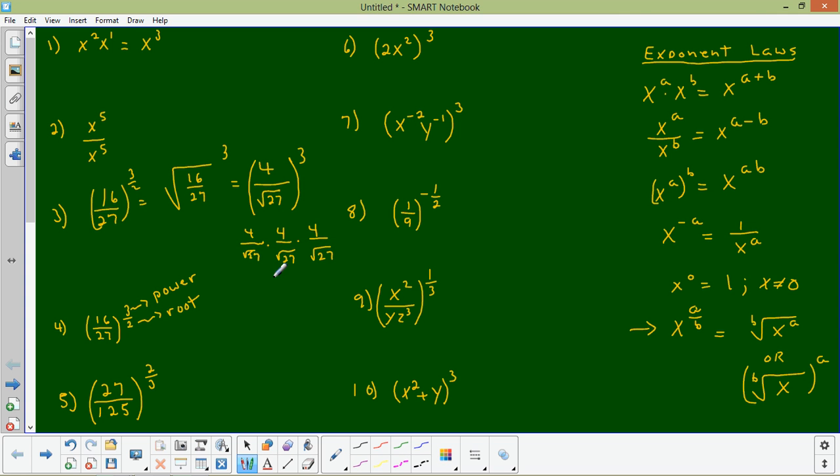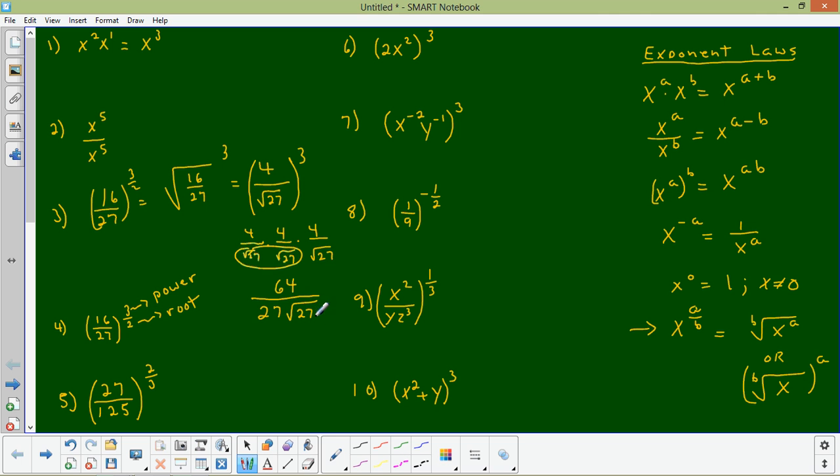And of course, that gives you 64 in the numerator. And then if you work the denominators a piece at a time, the square root of 27 times the square root of 27 is going to yield a 27 times the square root of 27.